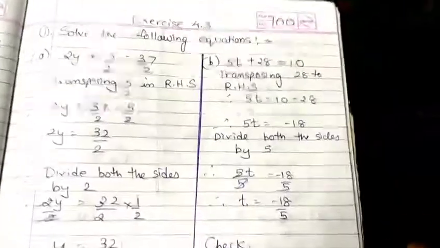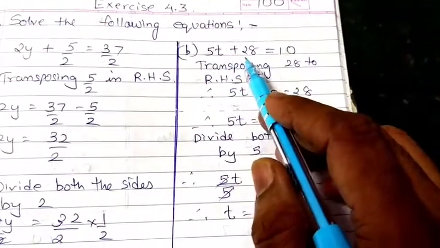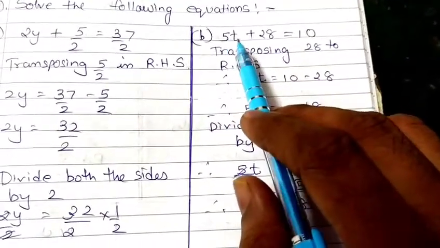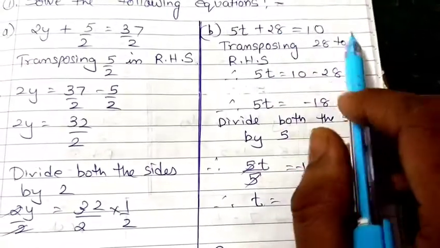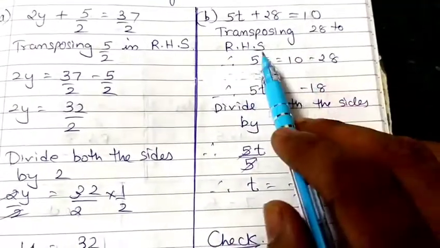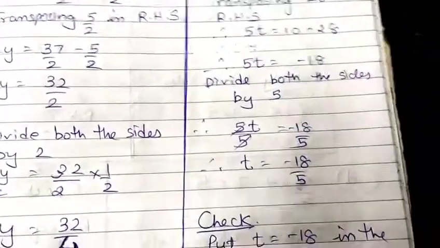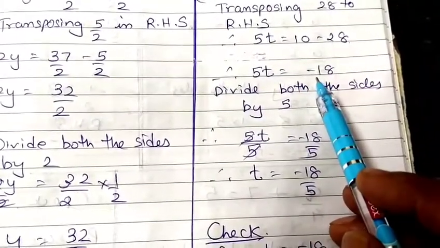Now let us see the next one. 5 times t plus 28 equals 10. Now first we cannot eliminate this value first. So compulsorily you have to transpose this 28 toward your right hand side. So transpose 28 to the RHS, the positive 28 will become negative 28. Then if we do subtraction, 10 minus 28 gives negative 18.